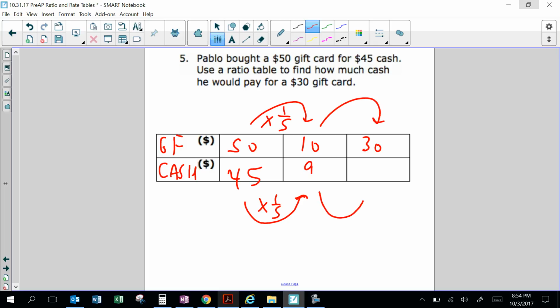Now can I scale forward? Yes, I can. Times 3. 9 times 3 is 27. So $27 cash for a $30 gift card.